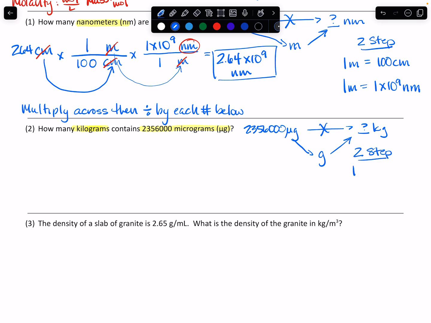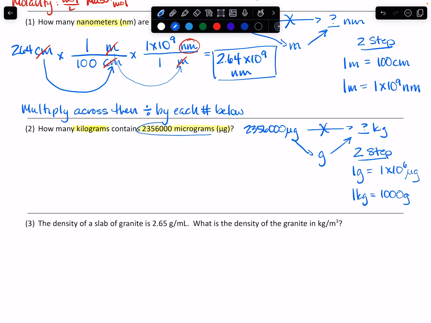So I know that 1 gram is equal to 1 times 10 to the sixth micrograms, or a million micrograms. I also know that 1 kilogram is equal to 1,000 grams. So there are my two unit equalities. I'm going to use those for my conversion factors.